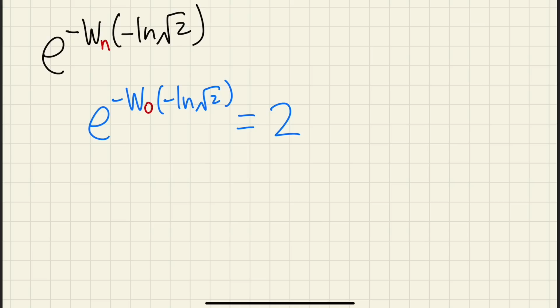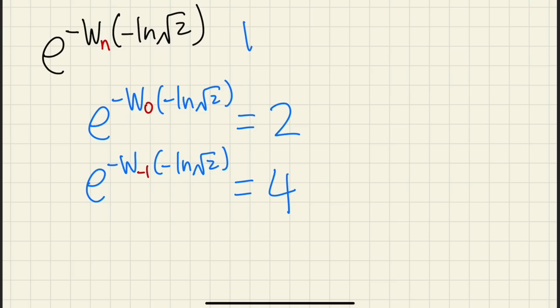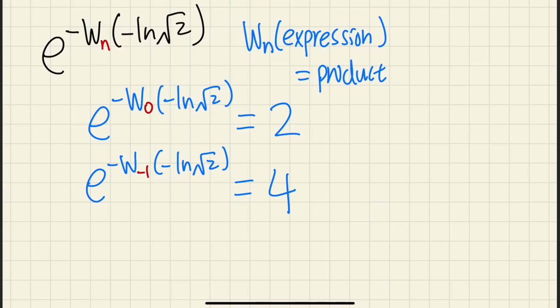Now, to get the 4, you will just enter negative 1 for the n for that. And then you get negative ln square root of 2 inside, and this will give you the 4. And to enter the Lambert W function on WolframAlpha, you do it like this. You are going to write it as the product log first, and then the n value, whatever that you want right here, and then put a comma, and then the expression that you want. That's how you do it on WolframAlpha.